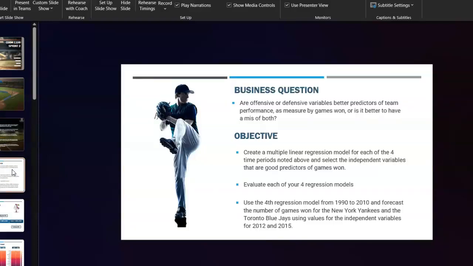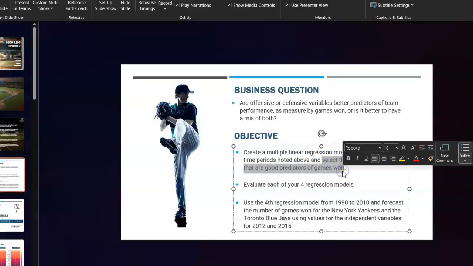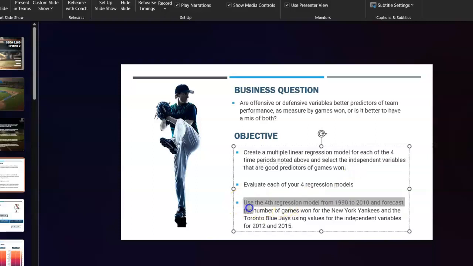The business question that we will be covering in this PowerPoint is: are offensive or defensive variables better predictors of team performance? The objective of this presentation is to create the multiple linear regression models as I mentioned before, evaluating each of the 4 regression models and selecting the independent variables that are good predictors of the games won. And at the end we will be using the 4th regression model from 1990 to 2010 and forecast the number of games won for the New York Yankees and the Toronto Blue Jays using the values for the independent variables for 2012 and 2015.